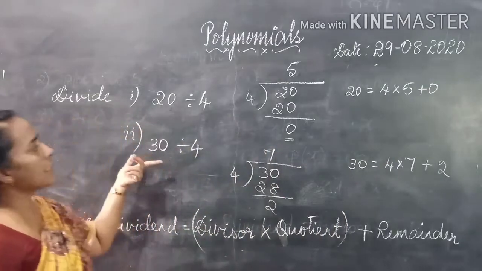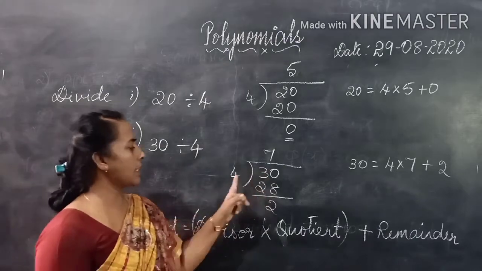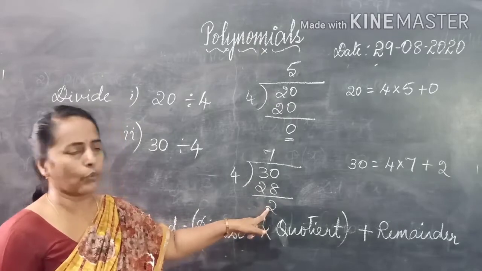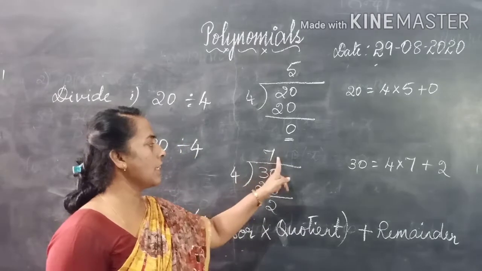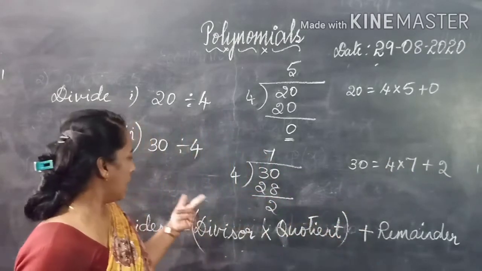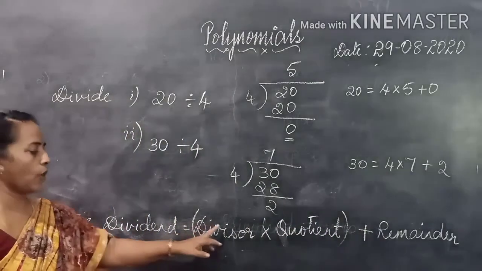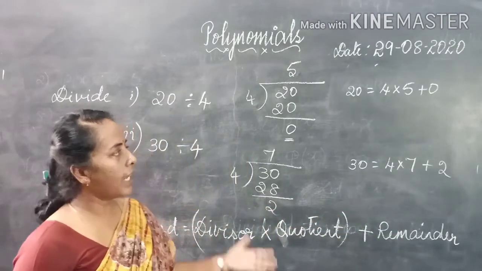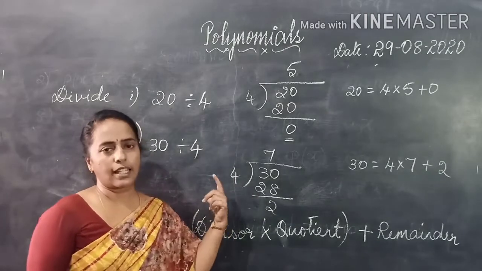Now let us take the second example. 30 divided by 4. When you divide 30 by 4, what will you get? 4 sevens are 28, remainder is 2. So to get the dividend 30, you have to multiply divisor into quotient plus remainder. 4 into 7 plus 2. So there is a division rule. To get the dividend, you multiply divisor and quotient, then add the remainder. Like this, can we divide one polynomial by another? Let us see that example.